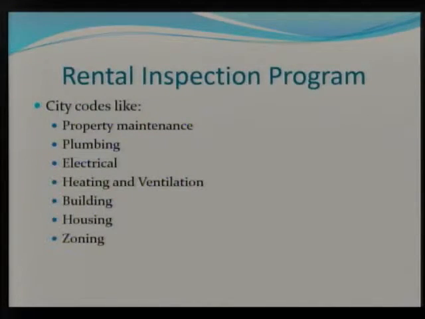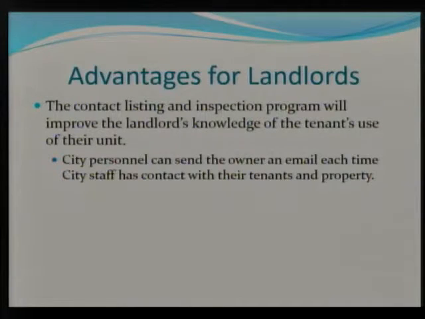What we'll be looking at in the rental inspection program are the existing city codes: property maintenance, plumbing, electrical, everything that I think Mr. Zarate identified on his pictures, things we see in the field on a daily basis. Those are the codes we'd be looking for. We think there are advantages both to the tenants and the landlords. One advantage for the landlord to have the contact listing is that city personnel can send the owner an email each time city staff has contact with their tenants and property. If they live across the country, they certainly don't hear every contact that we have, and many landlords would like to hear that, and we give them a vehicle to make that happen.